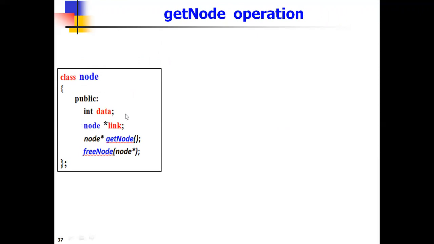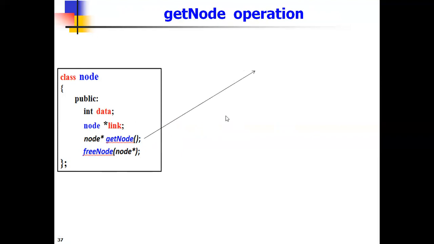This class has two parts, data part and link part, which are required for the node. Link is the pointer to the same class, that means it is a pointer to the same node. And there are two functions, get node and free node. Get node will create a new node and return the pointer to the node, so node star is the return type. In free node, you are passing the node pointer, and the node to that pointer will be destroyed. So we have two functions, get node and free node, that are part of the class.